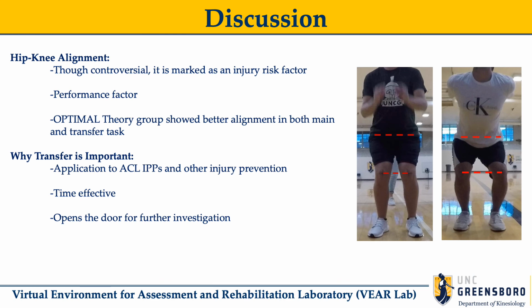A goal of ACL injury prevention programs is to teach proper movement, but there is no way to teach each and every movement an athlete may undergo during competitive play. The ability to transfer better hip-knee alignment to other non-practice tasks could have a large impact in ACL injury prevention. Optimal theory has also aided the effectiveness of learning, retention, and transfer.